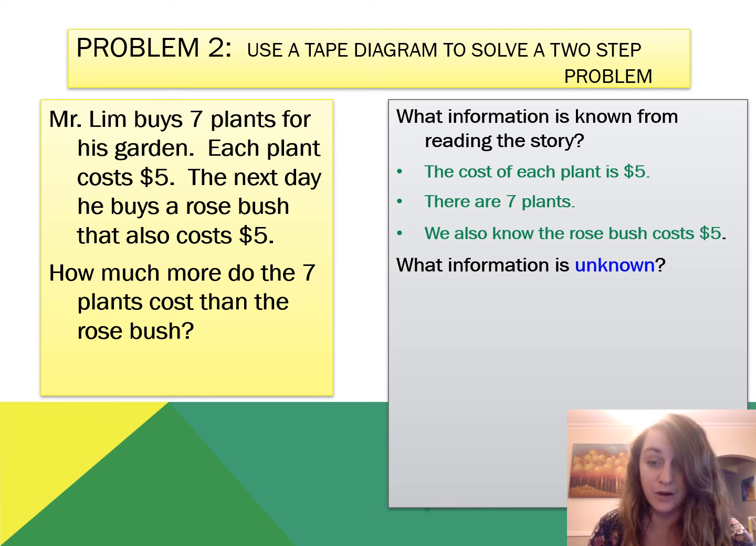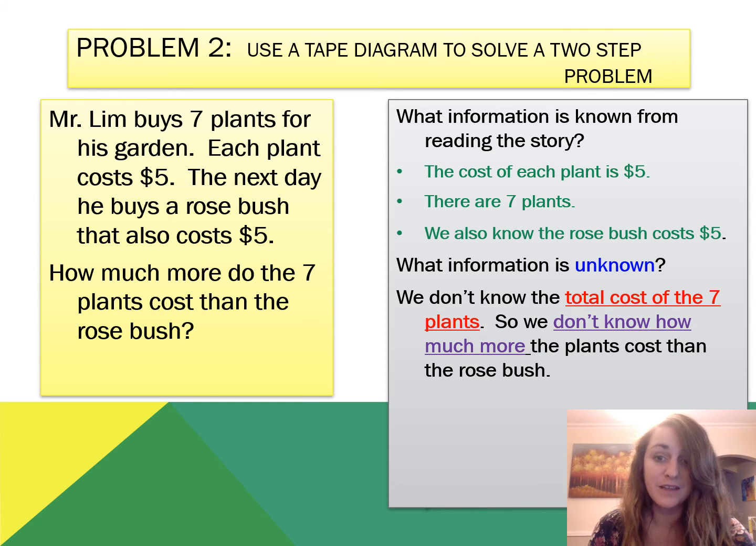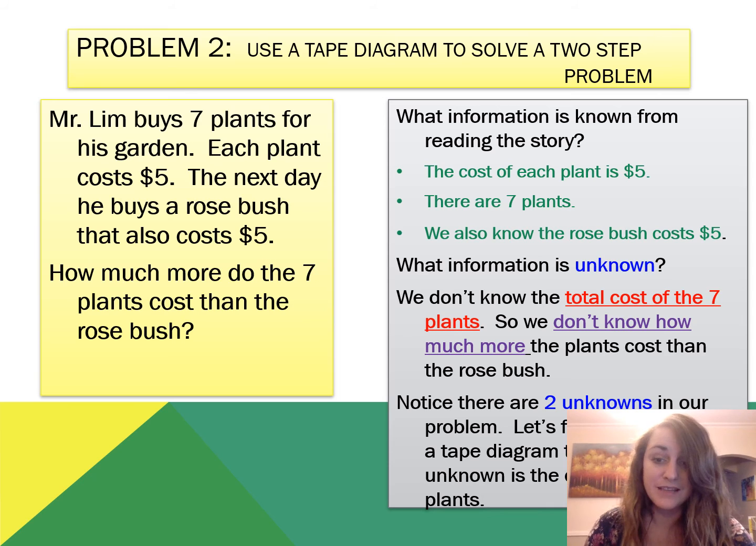So far, we know that the cost of each plant is $5. There are 7 plants. We also know the rose bush costs $5. What information do we not know yet? Well, we don't know the total cost of the 7 plants. So we don't know how much more the plants cost than the rose bush. Now, notice there are 2 unknowns in our problem. Let's first draw and label a tape diagram to model where the unknown is, the cost of the 7 plants.